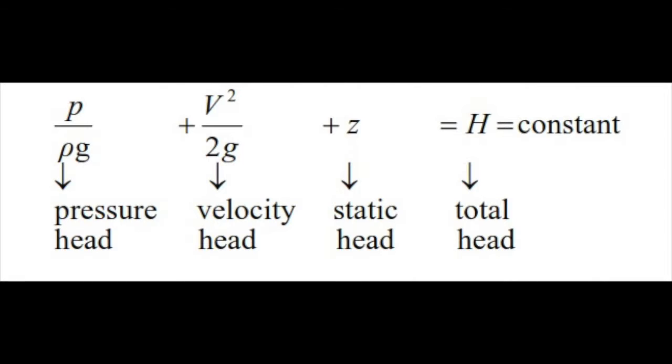As you can see, the first term of Bernoulli's equation is referred to as the pressure head. The second term is referred to as the velocity head. And the third term is called elevation head, or also referred to as static head. And they're all equal to one constant.